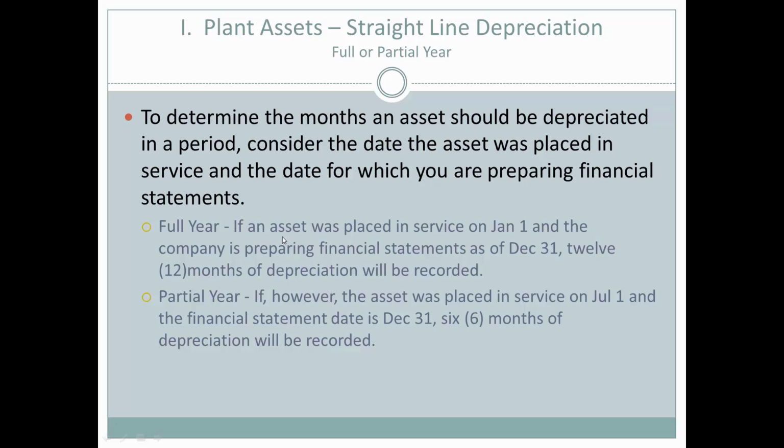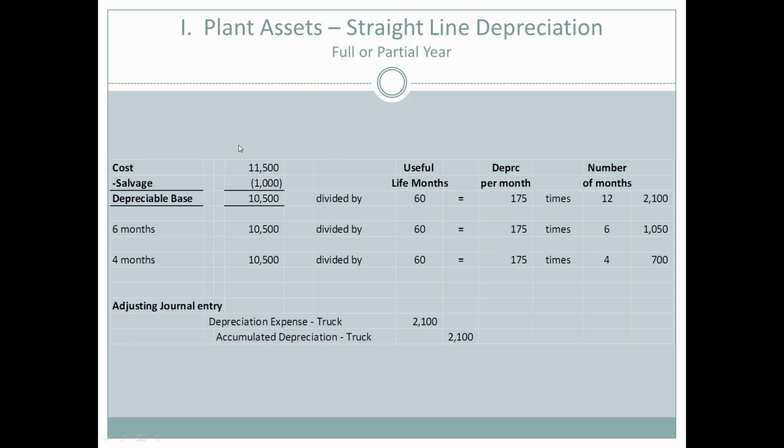So a full year: if an asset was placed in service on January 1 and the company is preparing financial statements as of December 31st, 12 months of depreciation will be recorded. If it's a partial year, say for instance, the asset was placed in service on July 1st, then that would mean 6 months, and the financial statements are prepared as of December 31st, then 6 months of depreciation will be recorded. So we're going to do the same thing whether it's a full or a partial year.